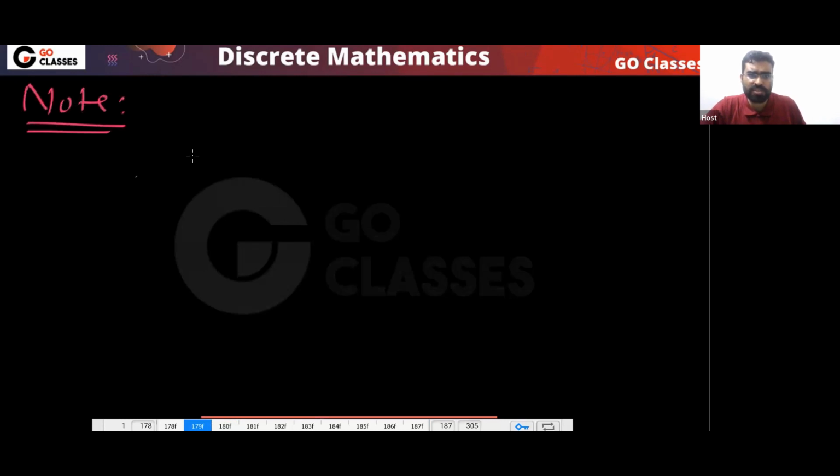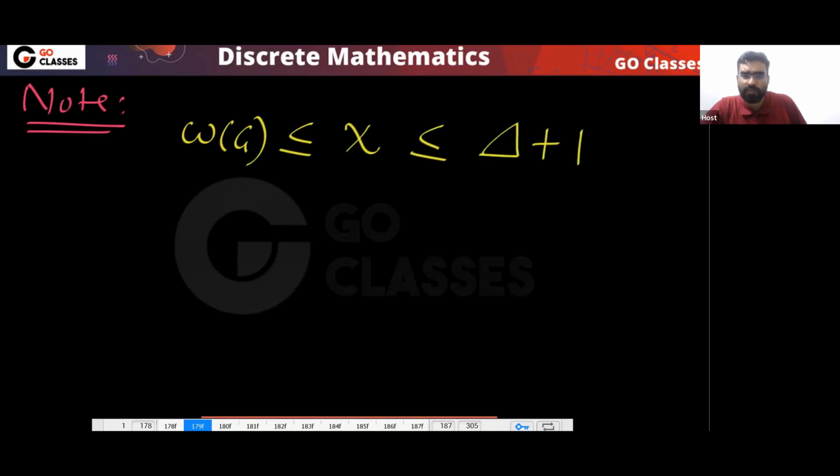So these are the conclusions that we have seen. The chromatic number is greater than or equal to the clique number, and that is less than or equal to the maximum degree plus 1. This is the first thing that we have seen.